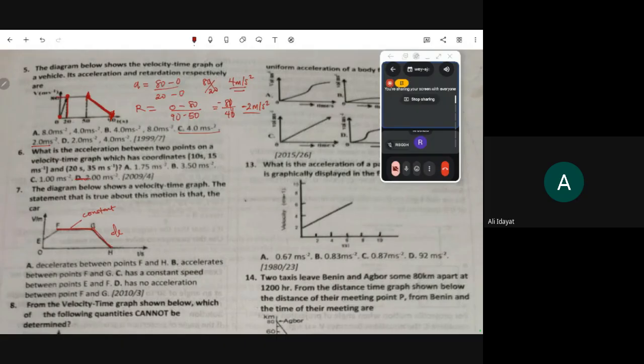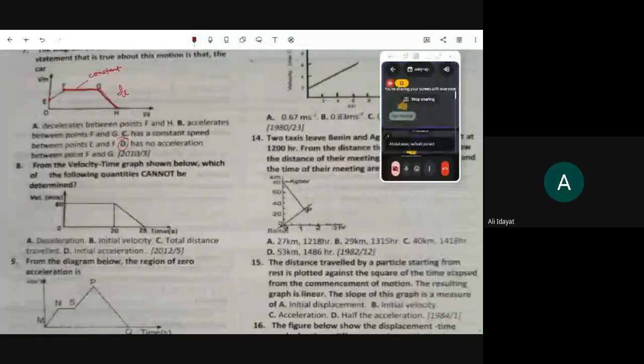Has a constant speed between points E and F. E and F, constant speed. No, the speed is not constant. The speed is increasing as the time is increasing. D has no acceleration between F and G. That's the correct answer. Option D has no acceleration between point F and G. If you don't understand this one, you have to go back to last class because I explained it in the last class. Question 8. From the velocity time graph shown below, which of the following quantities cannot be determined?